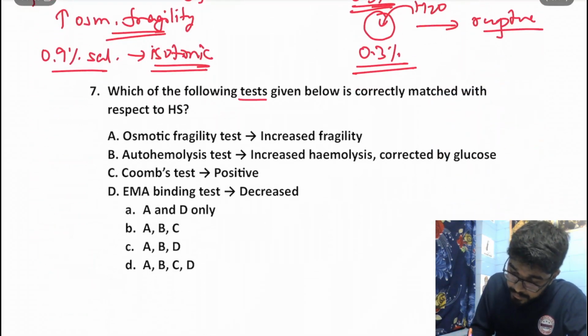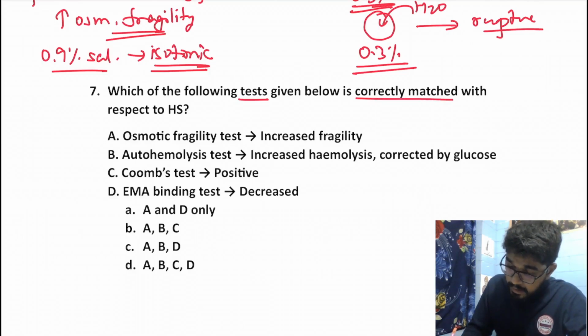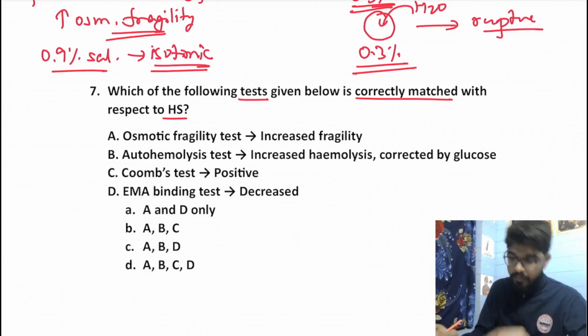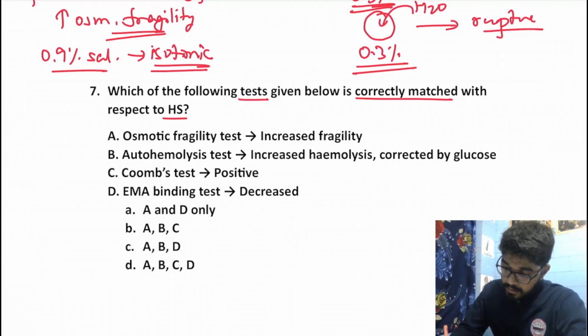Which of the following tests given below is correctly matched with respect to hereditary spherocytosis? Osmotic fragility test, increased fragility. That's a true statement. We know this.